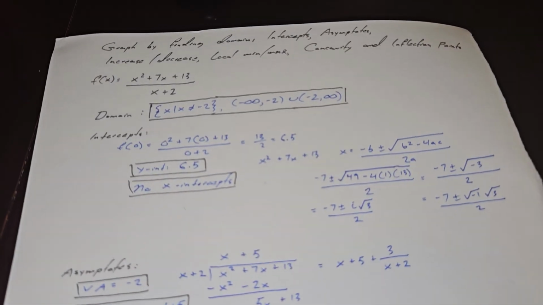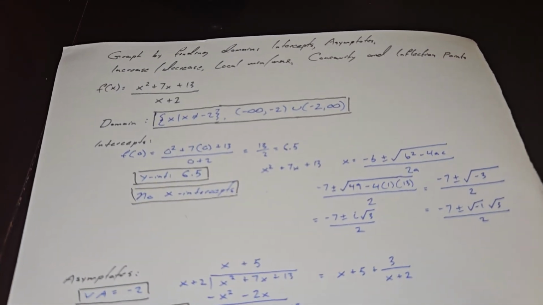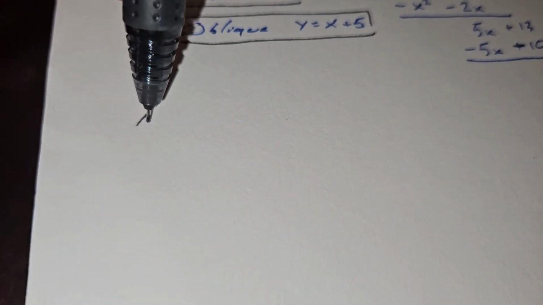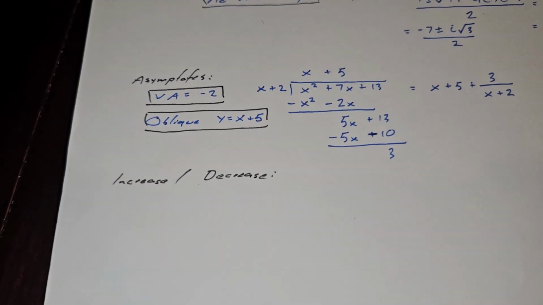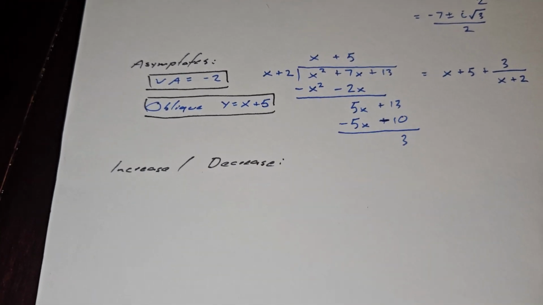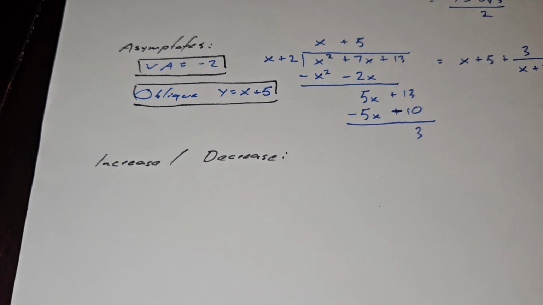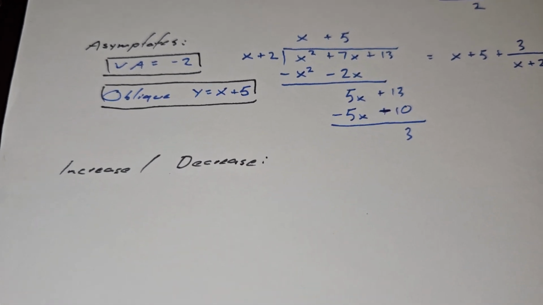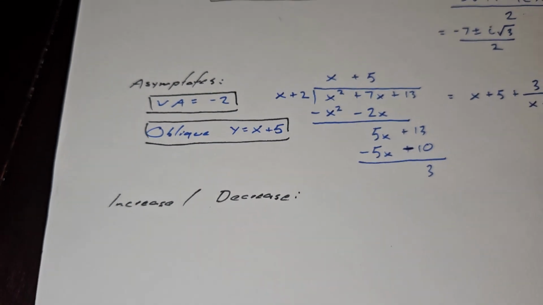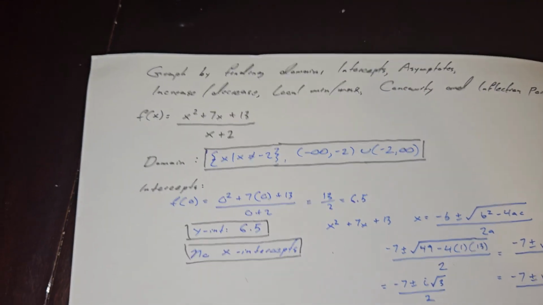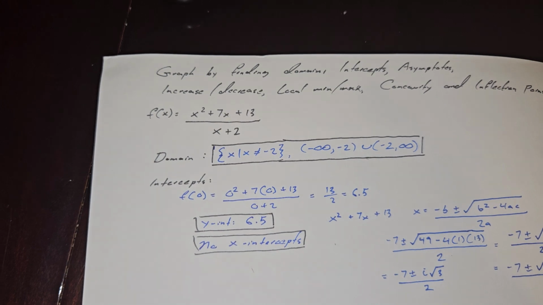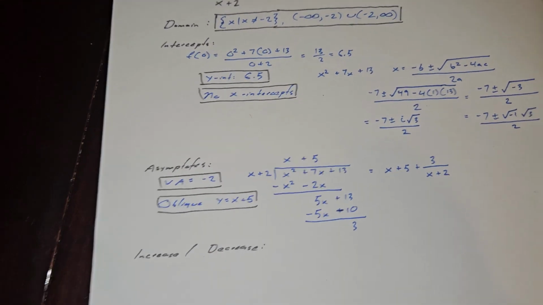Let's go ahead and move on to the increasing/decreasing intervals. Let's put it here: increase/decrease. Let's go ahead and find that. To find the increasing/decreasing intervals, we are going to have to take the first derivative of the function f of x and set it equal to 0.